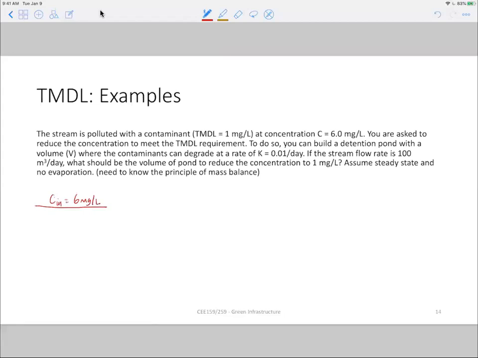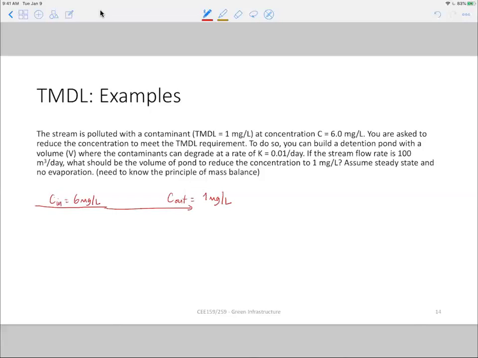It is discharged into something else where the TMDL limit is 1 milligram per liter. So the desired output, what we're supposed to have, is 1 milligram per liter, but it's not, it's 6 milligram per liter. You are asked to reduce the concentration to meet the TMDL requirement. That's why I write C out equal to 1 milligram per liter.